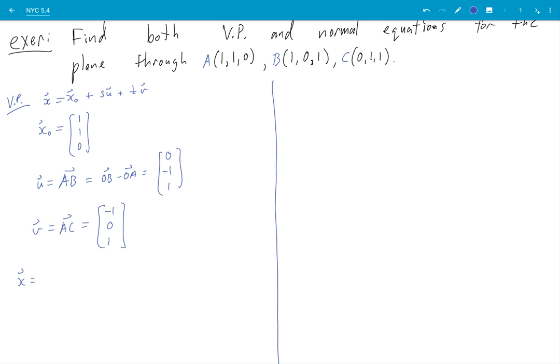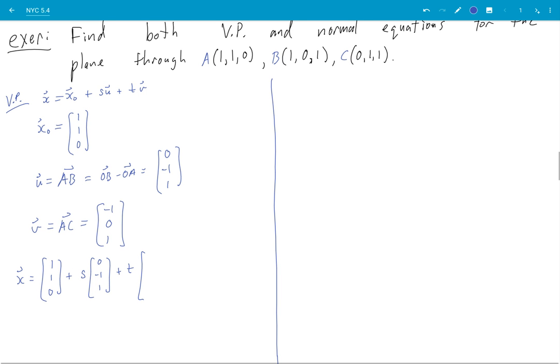So I can write out my parametric equation here: (1, 1, 0) plus s times U plus t times V.